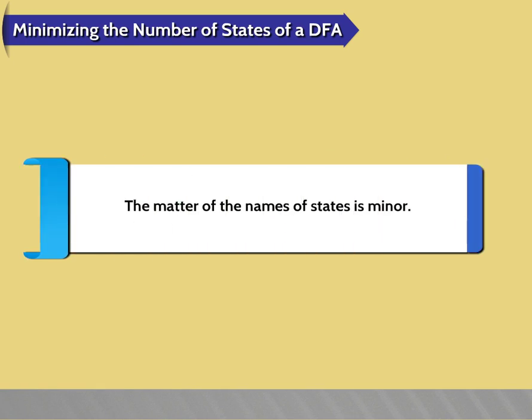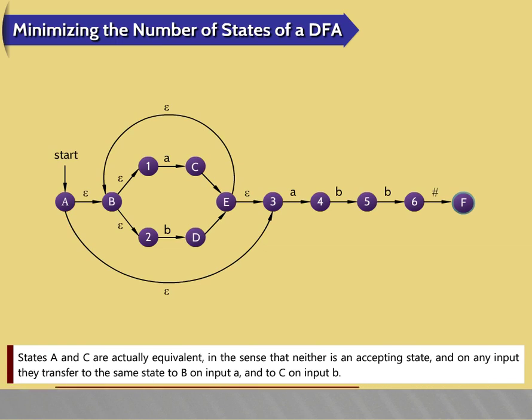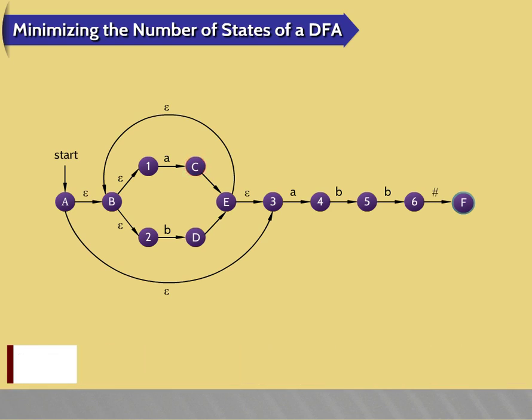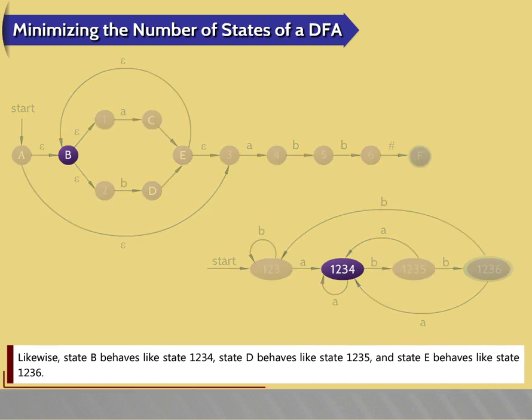The matter of the names of states is minor. States A and C are actually equivalent in the sense that neither is an accepting state, and on any input they transfer to the same state: to B on input a and to C on input b. Likewise, state B behaves like state 1, 2, 3, 4, state D behaves like state 1, 2, 3, 5, and state E behaves like state 1, 2, 3, 6.